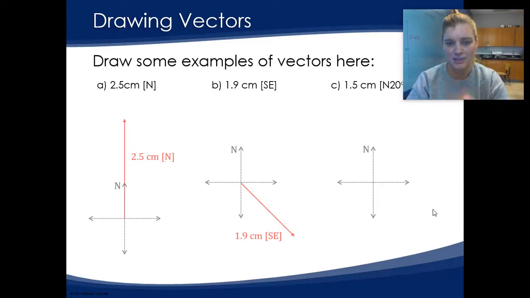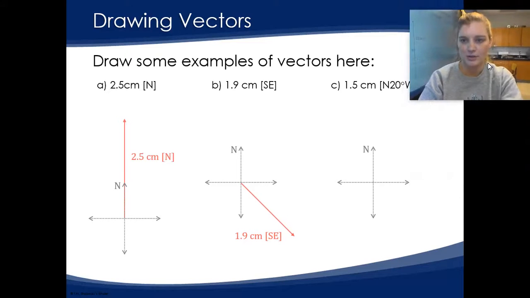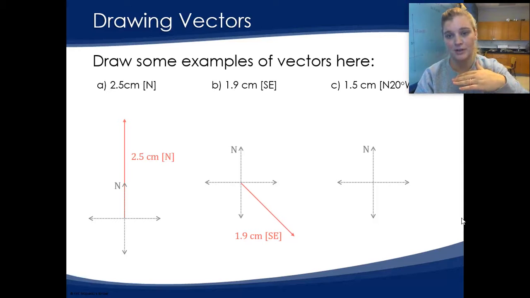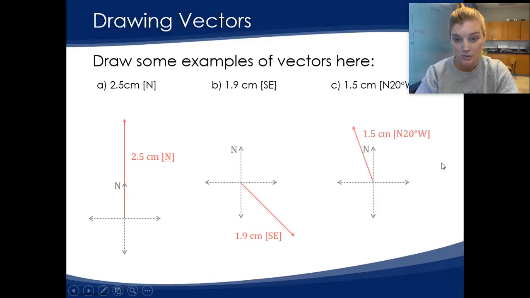So the difference in length is showing us our different magnitudes, or how strong whatever we're measuring is going. And then we have 1.5 centimeters north, 20 degrees west. So this is where we're going to go to the west and then go up towards north about 20 degrees. And you're going to draw your line 1.5 centimeters out.